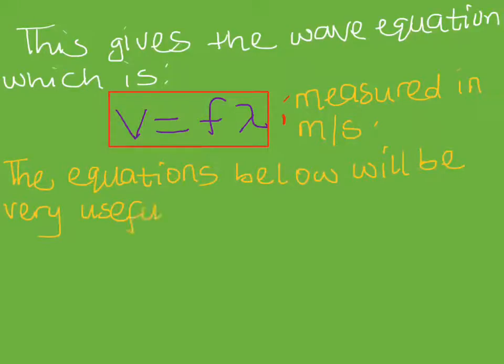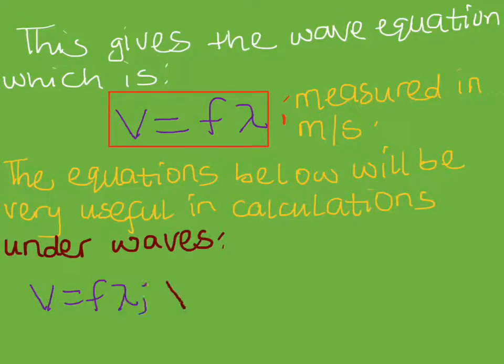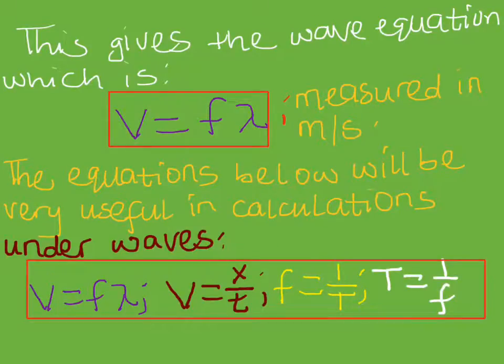From all the 4 equations we've derived that are summarized below, the equations will be very useful in all the calculations we will be doing under waves. Velocity being frequency times the wavelength, or displacement over time, frequency being 1 over period, and time being 1 over frequency.